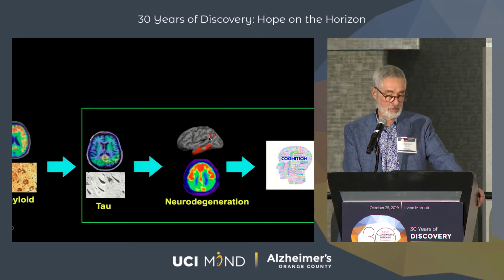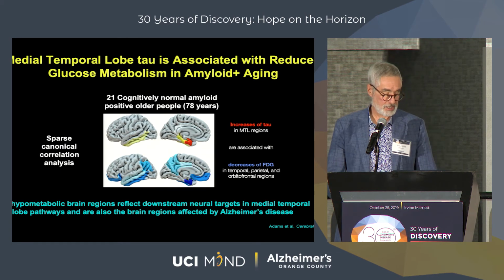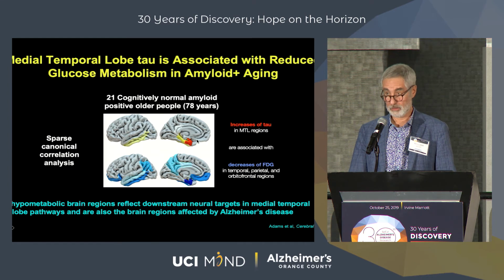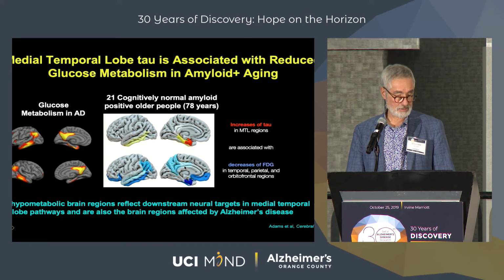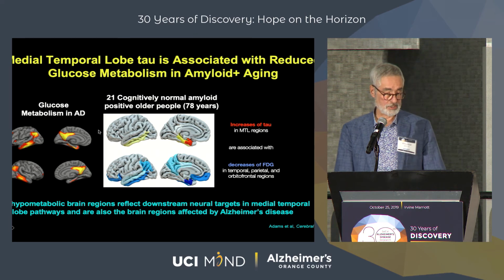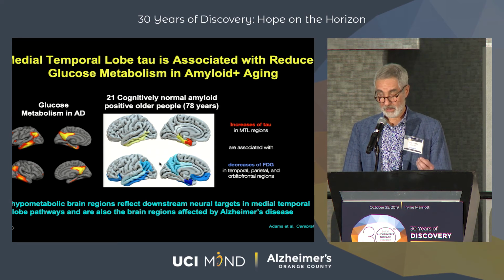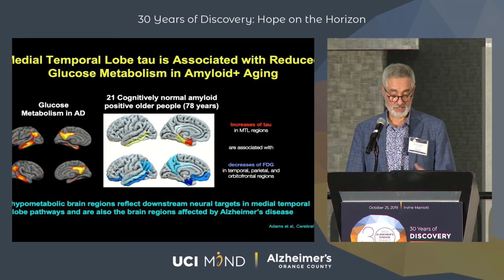So how is that related to the next part of the story, neurodegeneration? Well, I'm probably going to rush through this kind of quickly, but this is an example of where glucose metabolism and tau are correlated. What I'm showing you here is that as tau goes up in these brain regions in our normal older people, these are normal older people who are actually positive for amyloid, as they have more tau in these brain regions, their glucose metabolism starts to go down in these brain regions. And if you remember back to the map of glucose metabolism I showed you in Alzheimer's disease, these correspond. So what's happening is the deposition of tau in normal people, if there's amyloid present, is driving down glucose metabolism. It's beginning to cause neurodegeneration in people who are cognitively normal.